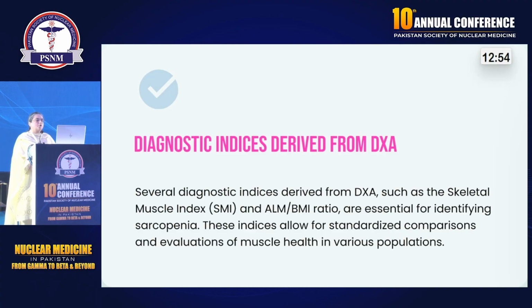So we will be talking about the diagnostic indices that we derive from the DEXA. The most important index is the skeletal muscle mass index and ALM, which is the appendicular lean mass to the ratio of BMI. These are taken to be the gold standards for assessing sarcopenia.